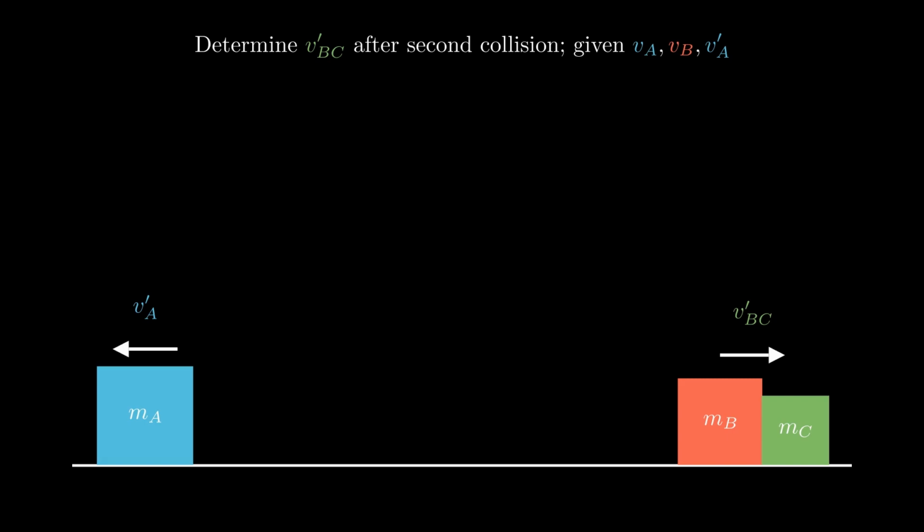The known quantities are the initial velocities VA, VB, and the velocity of A after the first collision VA prime. Now let's break down the mechanics behind these collisions. Since the collisions are perfectly elastic, we use the principle of momentum conservation, which states that the total initial momentum equals the total final momentum. We apply the momentum equation in the indicated direction.